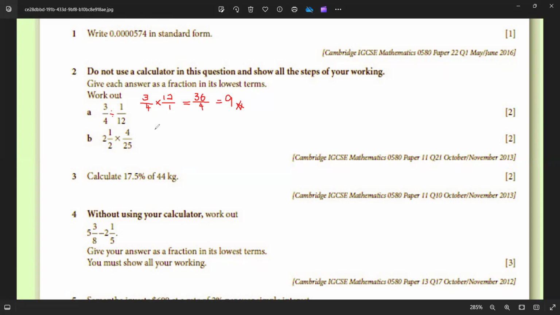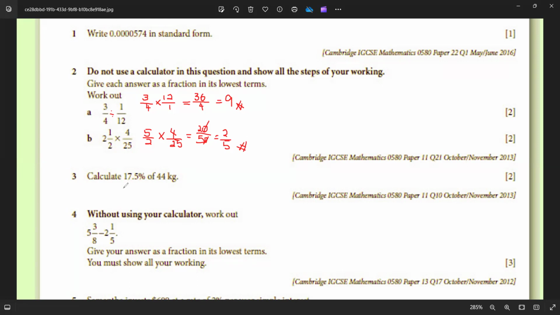And then question B, 2 and 1/2 times 4/25. We can write it as 2 times 2 plus 1 over 2, which is 5/2. 2 times 2 is 4 plus 1, 5. So 5/2 times 4/25. 5 times 4 is 20. 2 times 25 is 50. And the answer is 2/5.